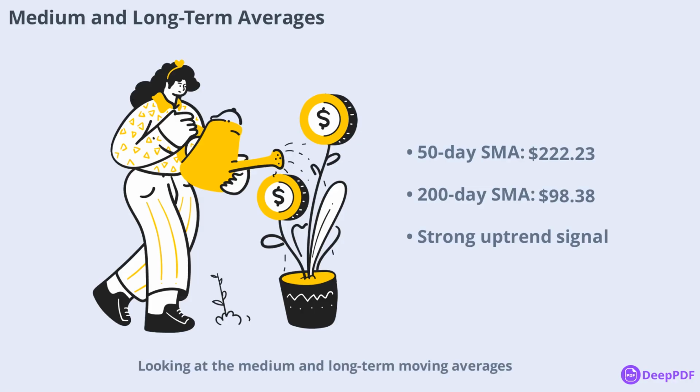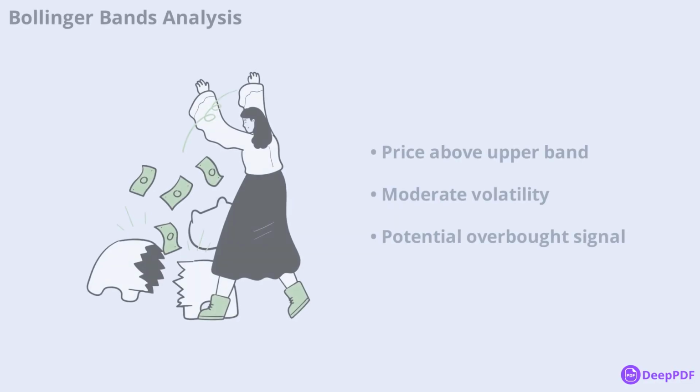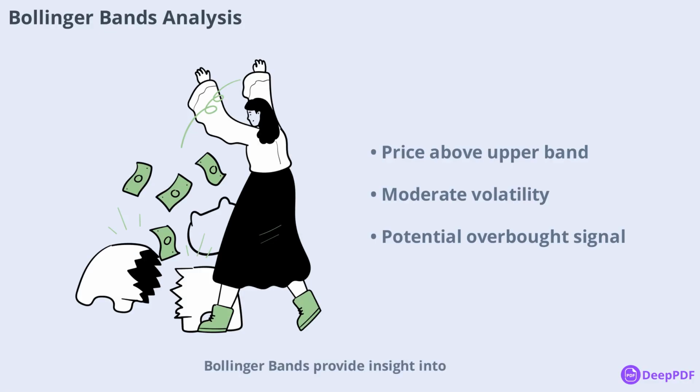Looking at the medium and long-term moving averages, we see a strong upward slope. The 50-day SMA is at $222.23, and the 200-day SMA is at $98.38, both well below the current price. This wide gap between the current price and the long-term averages is a hallmark of a powerful uptrend. However, it can also indicate that the stock is overextended in the short term, so traders should be alert for potential corrections or consolidations.